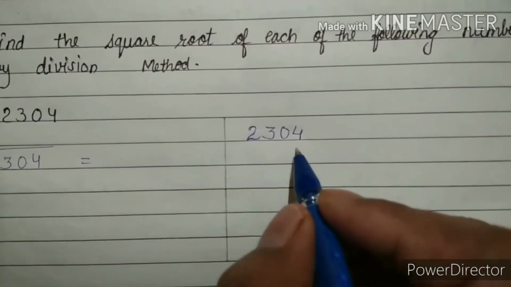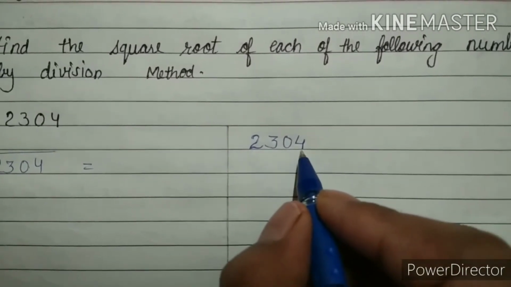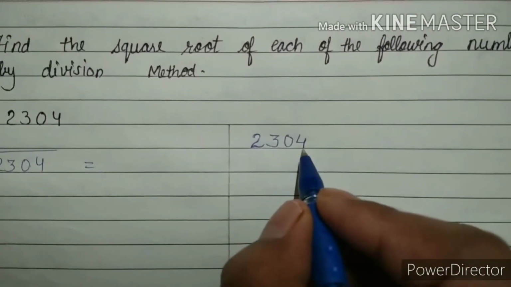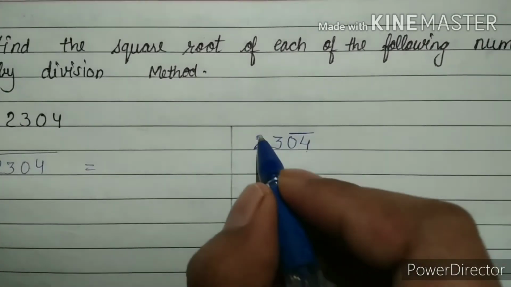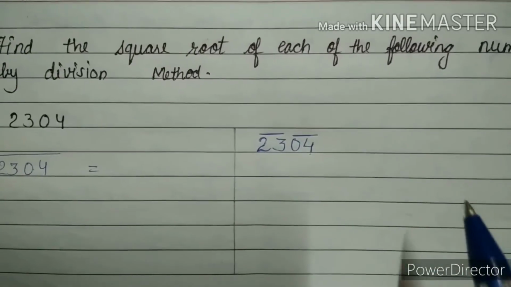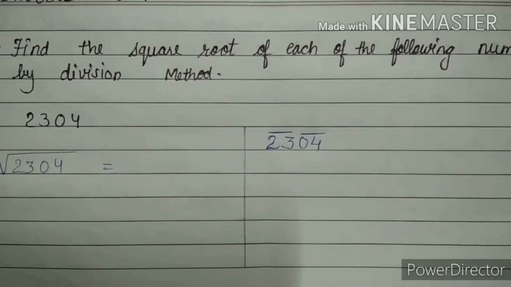Now we have to find the square root. So firstly we will do the pairings. What we have to do? Do the pairings from the ones digit. So here 4 and 0 will make one pair and 3 and 2 will become one pair. This is the square, that's why we have to do the pairing of 2.